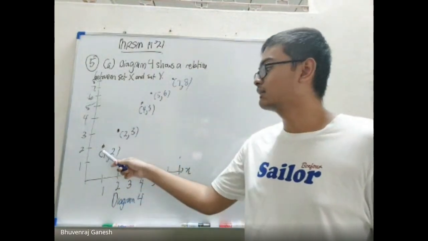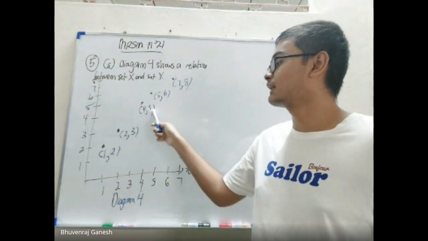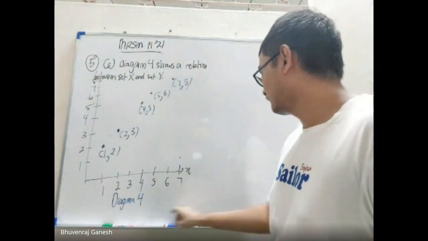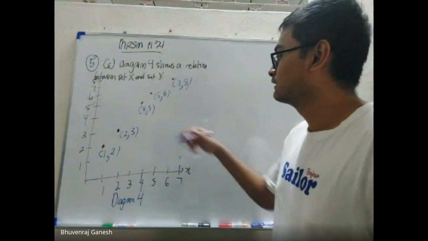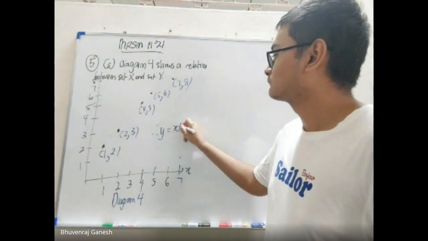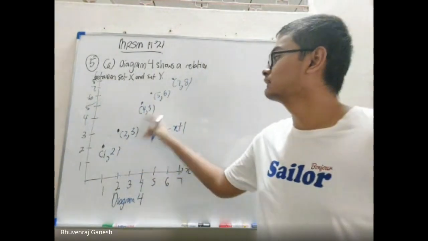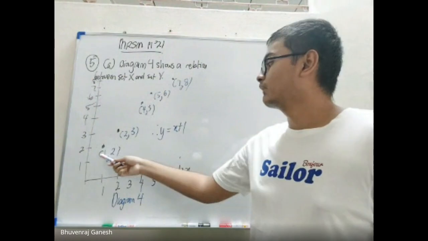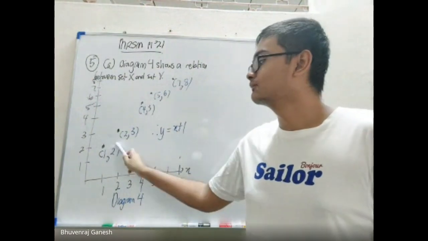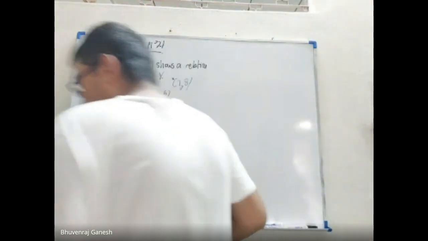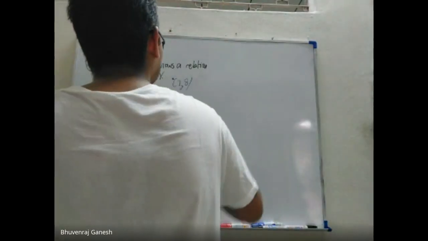And you can see the trend: 1, 2, 3, 4, 5. Each is adding by 1. So most likely, if I want to write out the function for this graphic representation, it will be y equals x plus 1, because the trend is increasing like that. And you can try it out: let's say I put my x as 1, you get your y as 2, which is this coordinate over here. So after we analyze all this, then we read the question.